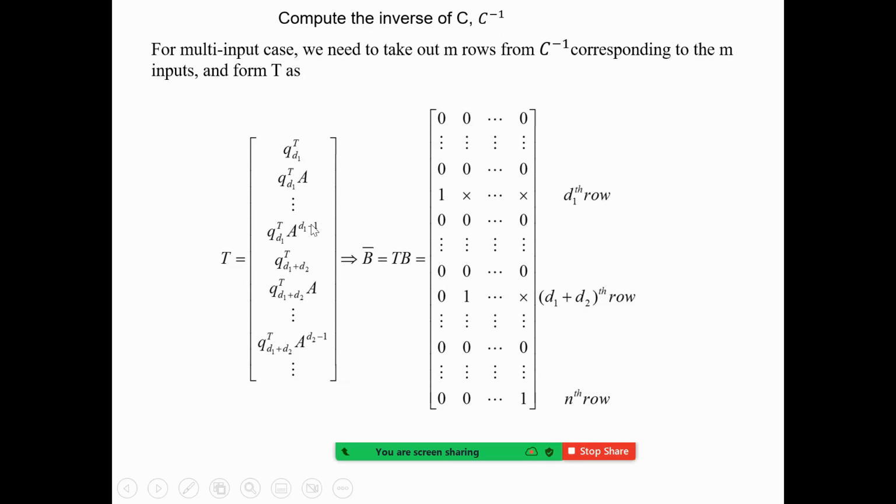But then there are multiple of them. If there are multiple, then you need to take out m rows. How do you take them out? It depends upon those D1, D2, and D3. Once you get those rows, you can construct all the other rows. You will get an m by m matrix. Any questions on how to construct T?